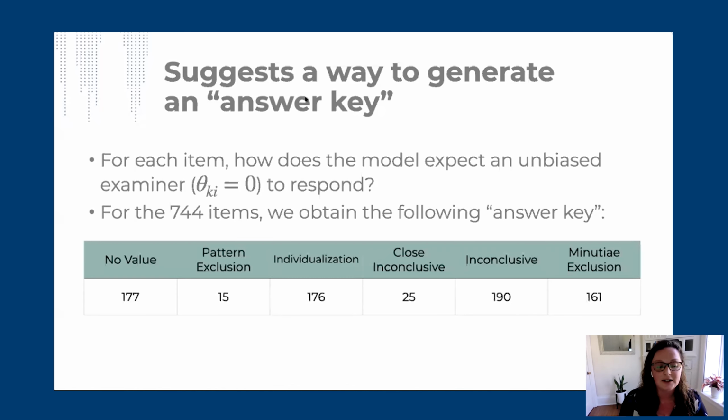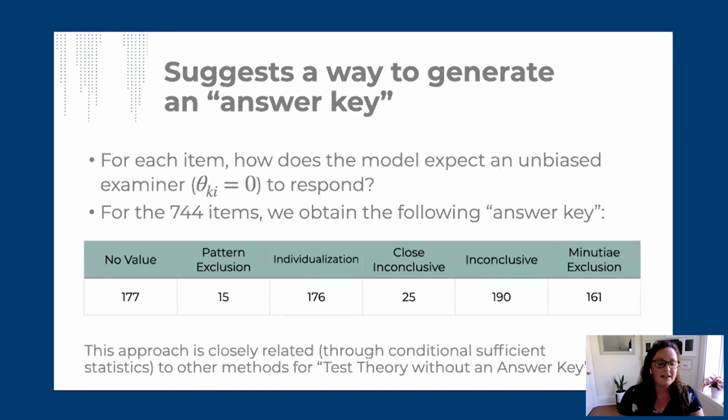So 177 of the 744 items are expected to be no value, only 15 pattern exclusion, 176 individualization, 25 close inconclusive, 190 inconclusive, and then 161 minutia exclusions. And in the paper I mentioned this, and this is more for the stat crowd, but this approach is closely related, through the conditional sufficient statistics, to other methods for test theory without an answer key.